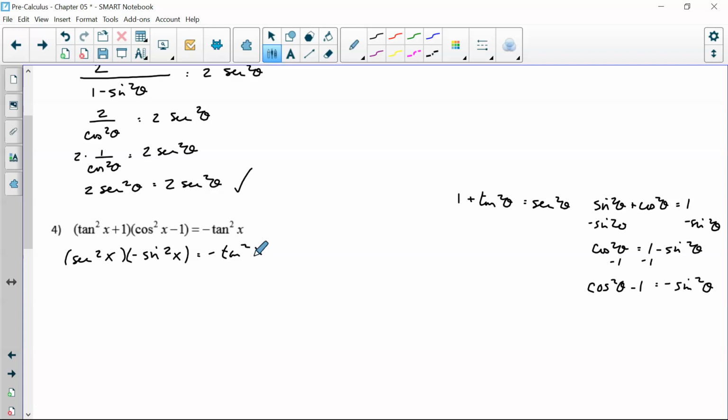Now, secant squared of x is the same as 1 over the cosine squared of x, times negative 1 times the sine squared of x. I don't normally write the negative 1, but I'm going to do that in this case just to help us visualize. Now you see we have the sine squared on top and the cosine squared on the bottom. So what we have here is negative 1 times sine squared of x over the cosine squared of x. And our goal is to get negative tangent squared of x.